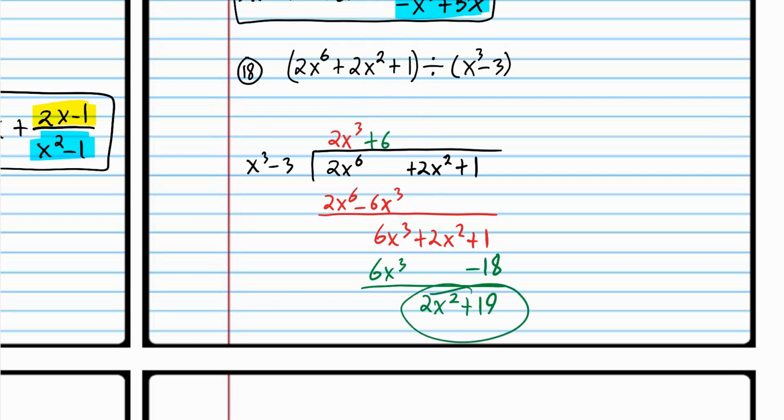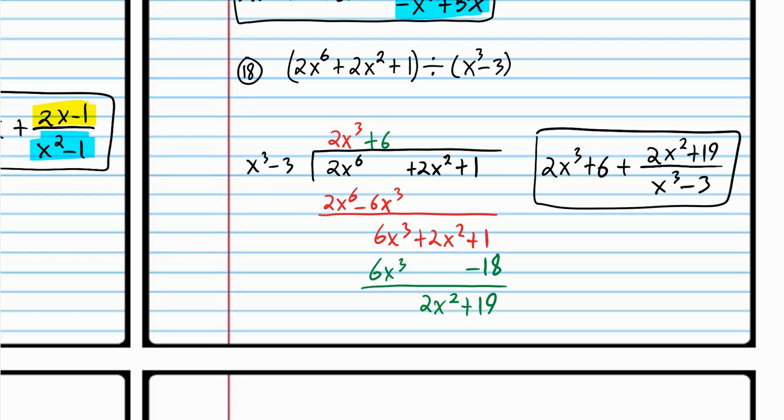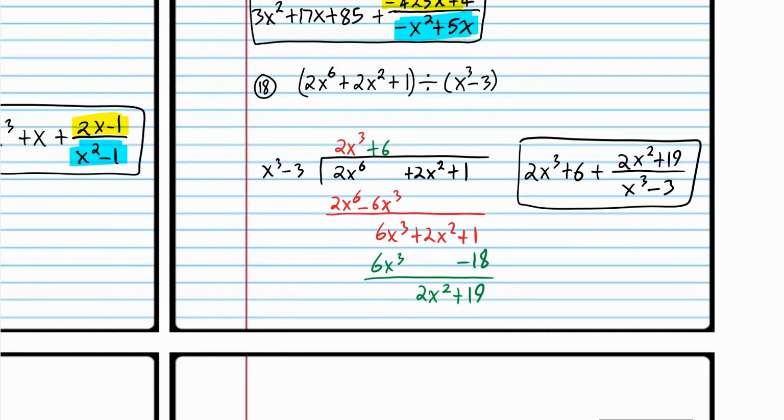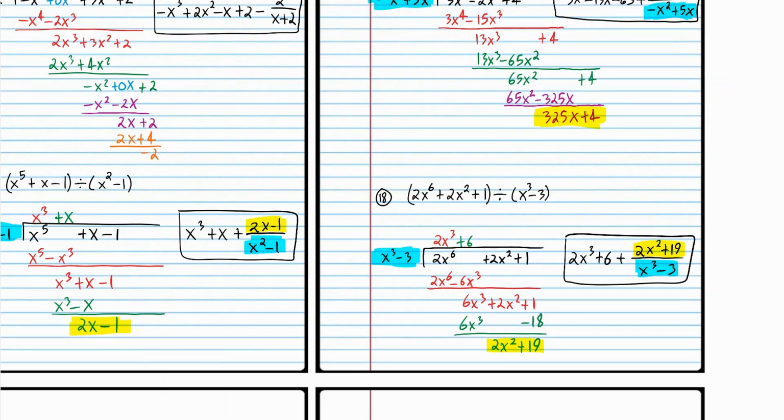And notice that the degree in the remainder is less than the degree in the divisor, and there's no more terms that we can subtract from. So our final answer is 2x cubed plus 6, where we got that from here, plus 2x squared plus 19 all over x cubed minus 3. So if you got that answer, excellent. Very good. So that was the class today.